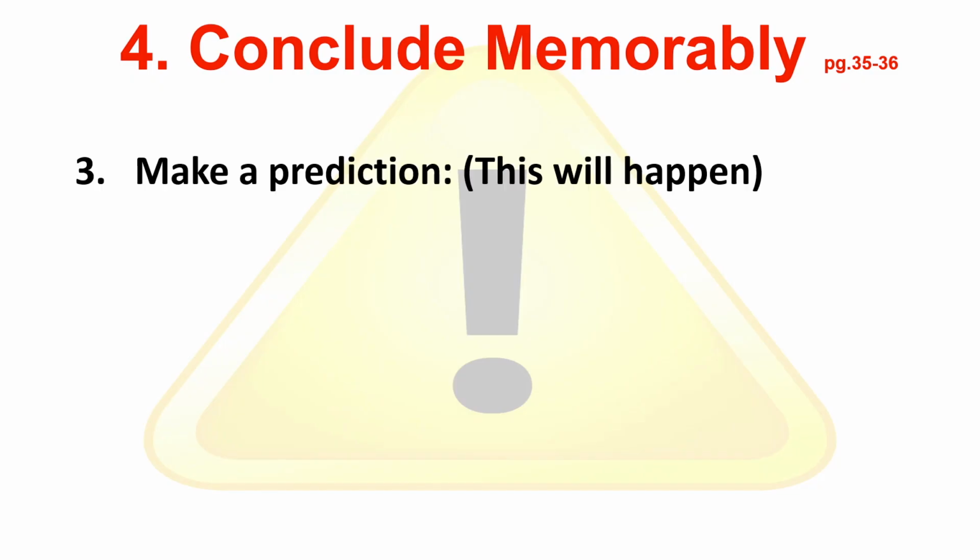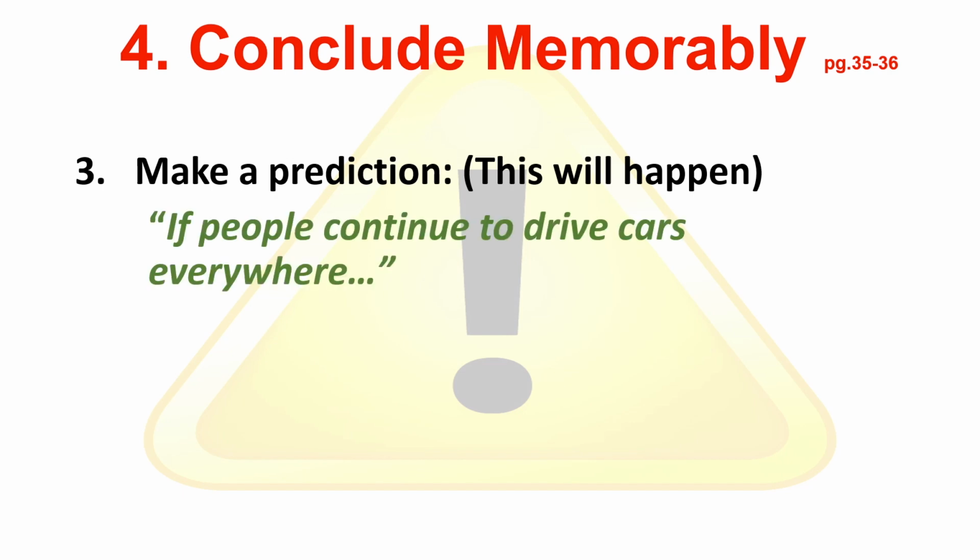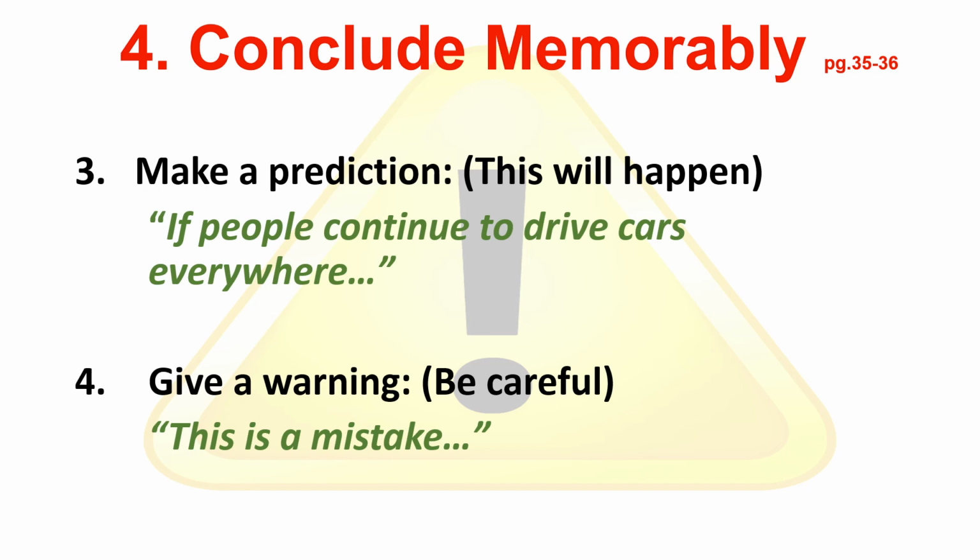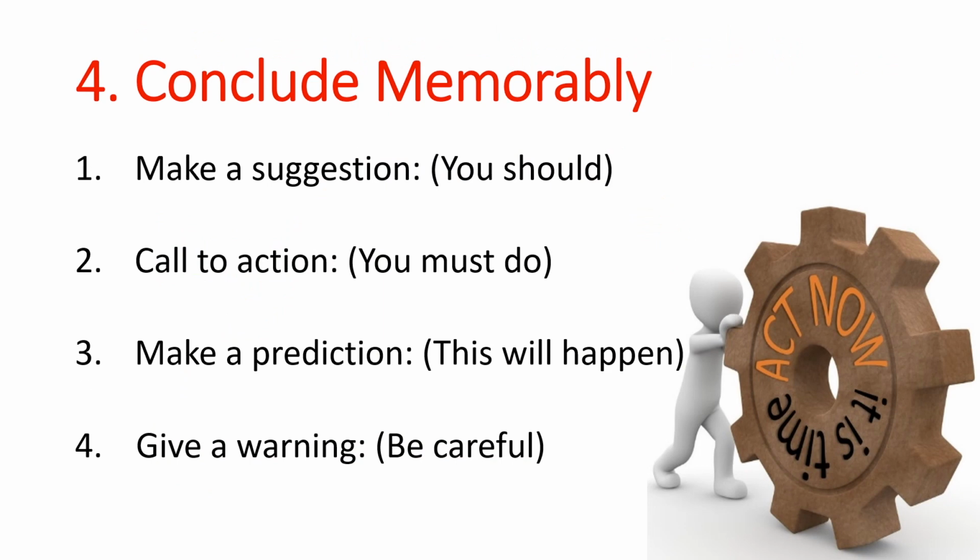The third strategy is to make a prediction. Tell the audience that this is going to happen in the future. So for example, if we continue this action, this is the result in the future. The fourth strategy is to give a warning, just to tell the audience, be careful. It doesn't really matter what strategy you use. And actually, you can use a combination of strategies. That's not a problem at all. You can give a warning, be careful about something, and then make a prediction. Otherwise, this is going to happen in the future.